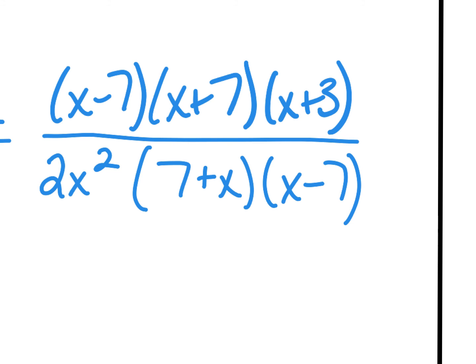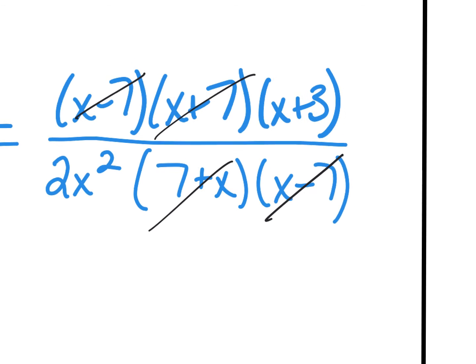Yep, what's going to cancel? Yep. The x minus 7s are the exact same, right? And then we see x plus 7 over 7 plus x. Are those the exact same? Yes. 1 plus 2 and 2 plus 1 are the same thing, right? We can do that with any two numbers. Okay, so x plus 7, 7 plus x are the exact same. So those match. Okay? Anything else? Nope. That's it.